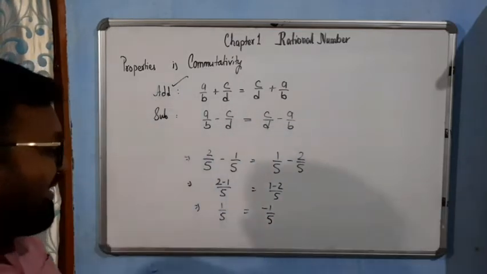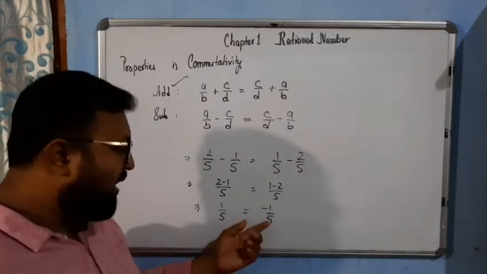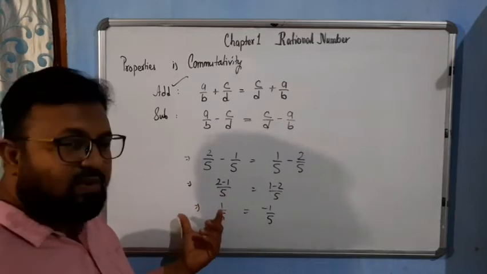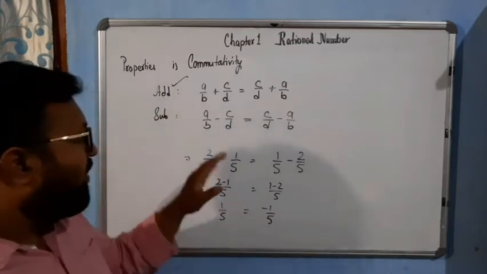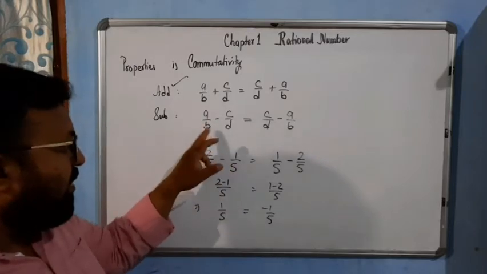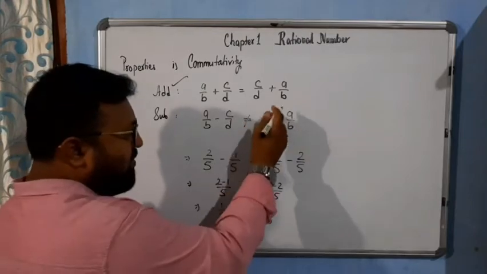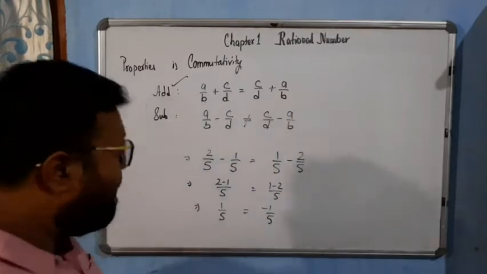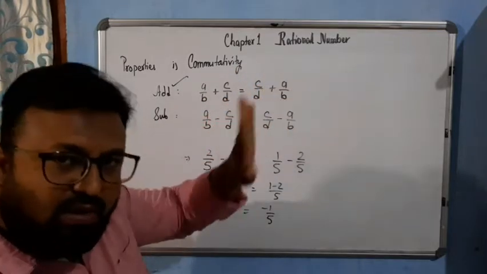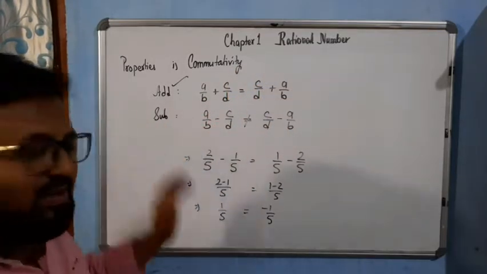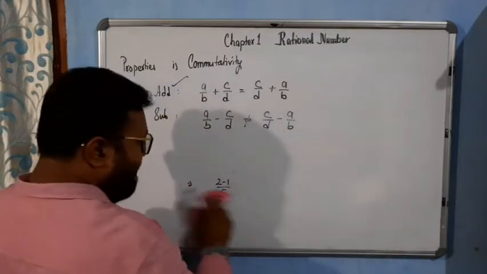So here we can see that both the magnitudes, 1 by 5 and 1 by 5, we are getting, but the sign is different. On the left hand side we are getting a positive value, and on the right hand side we are getting a negative value. So A by B minus C by D is not equal to C by D minus A by B. So in commutative property, rational numbers are not closed under subtraction. Okay, now come to the multiplication. Now we will deal with the multiplication.